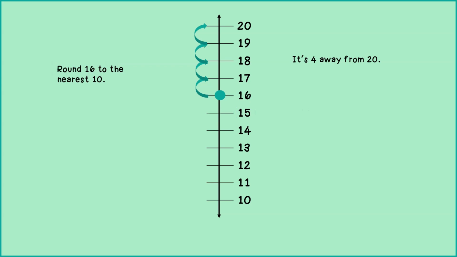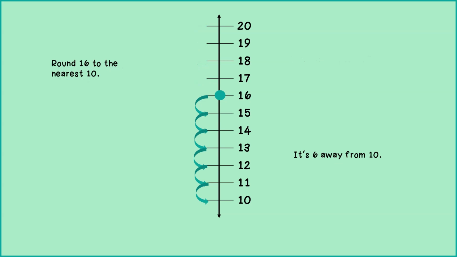Another strategy that students use is just using the vertical number line without thinking about the midpoint. They use what I like to call jumps. They look at 16 and they look at these 4 jumps and they say, okay, it's 4 away from 20, but it's 6 away from 10. So it's definitely closer to 20.